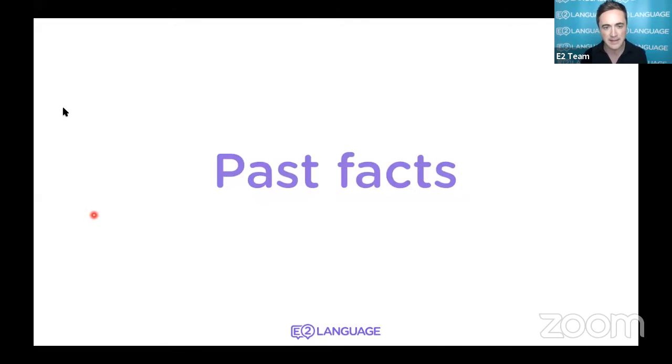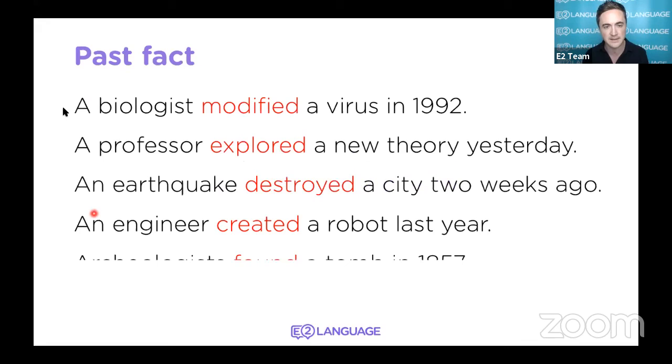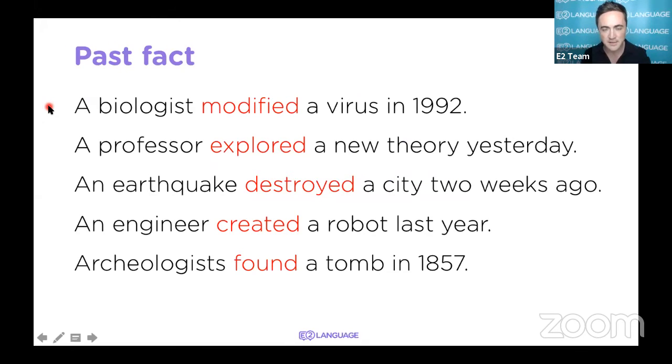Let's talk about these past facts. This one's kind of easy to get your head around. A biologist modified a virus in 1992. Fact. Happened in the past. A professor explored a new theory yesterday. Past fact. An earthquake destroyed a city 2 weeks ago. Past fact. An engineer created a robot last year. Past fact. Archaeologists found a tomb in 1857. Past fact. So we use this verb to describe something that happened in the past and something that's factual.